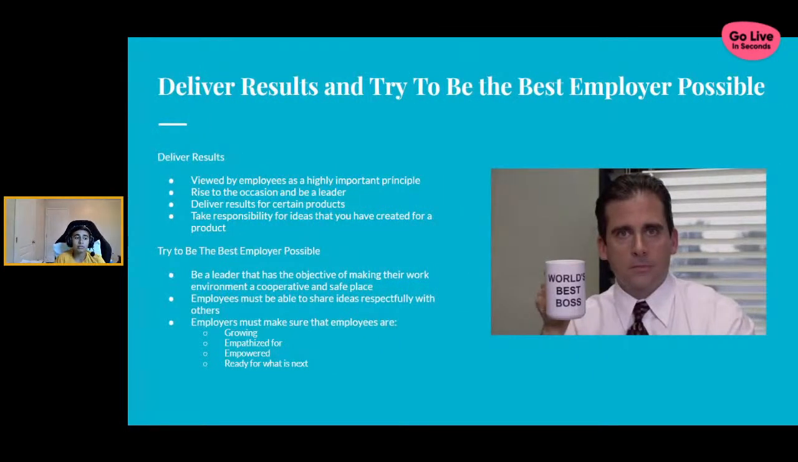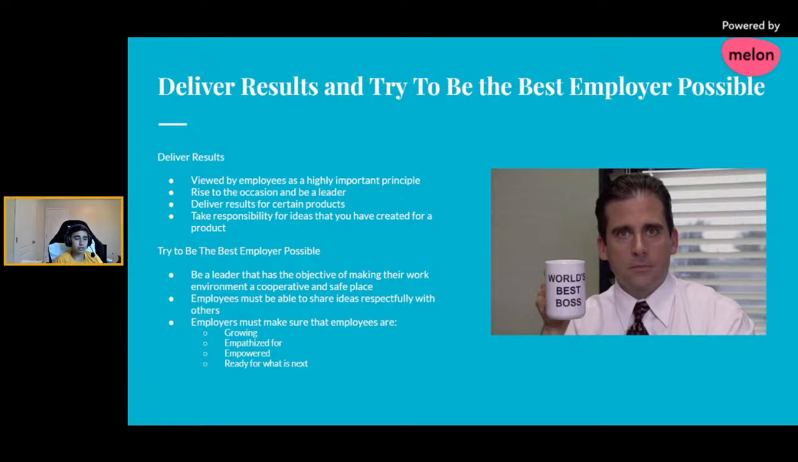And then delivering results and trying to be the best employer possible. So for delivering results, employees should view it as a highly important principle, and they should be rising to the occasion and being a leader. They should deliver results for certain products, and they should take responsibility for ideas that they have created for a product.